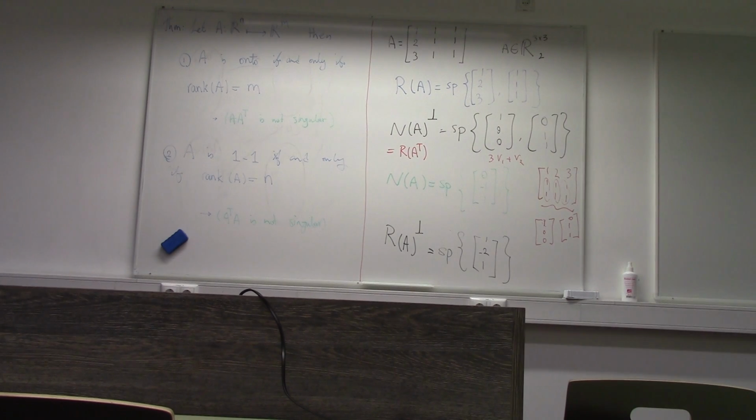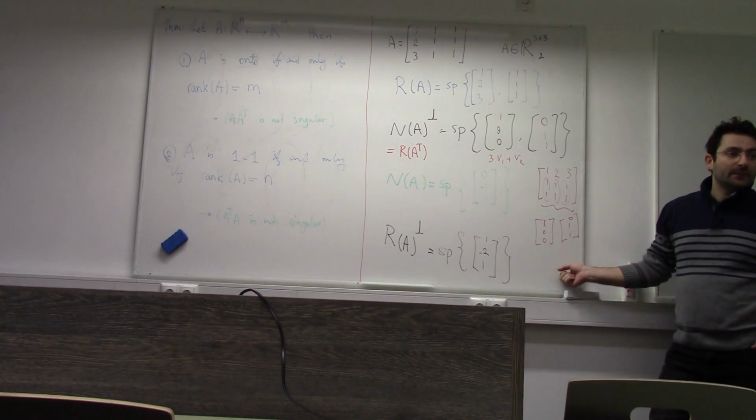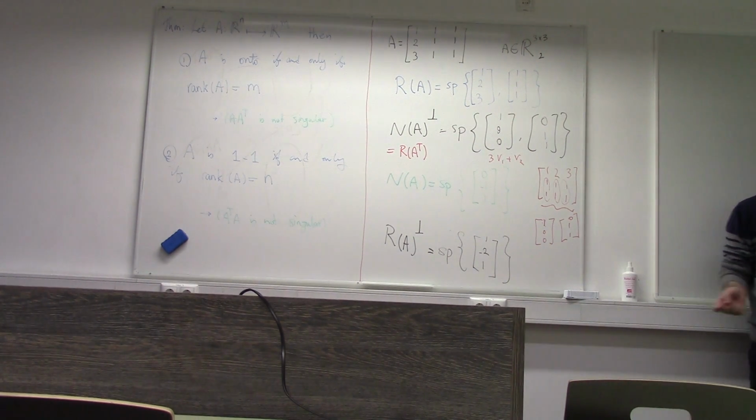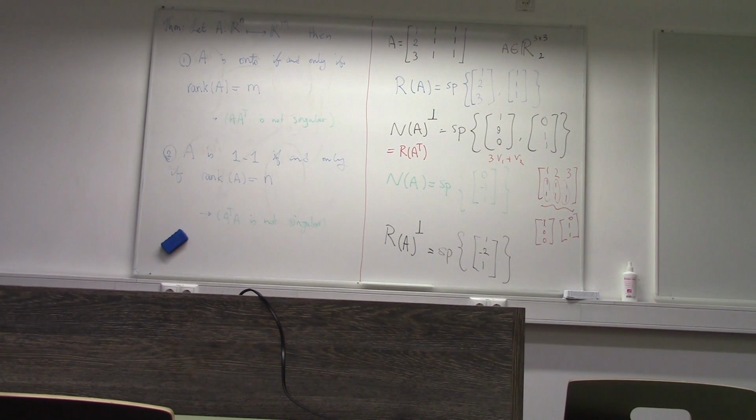Now the question is: this example that we solved, is A one-to-one or is it onto? It is onto and one-to-one. Any other opinion? Well, I think in one of them the null space should be 0, and no, here it's not.